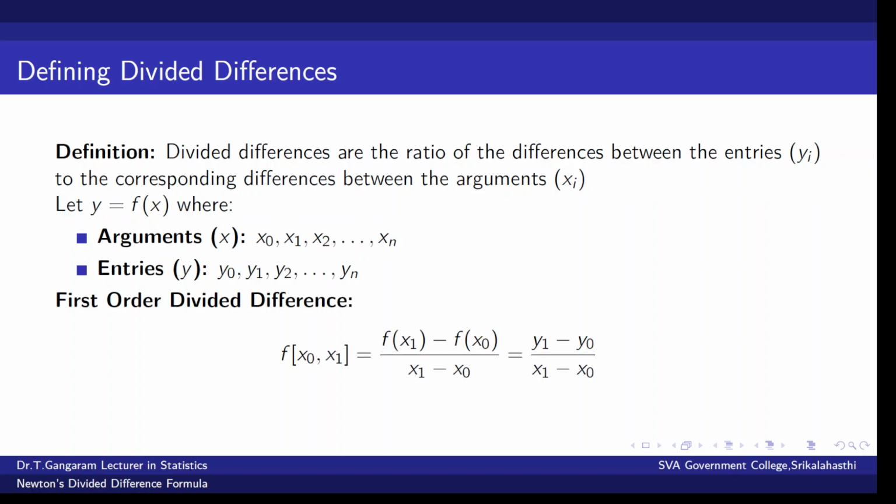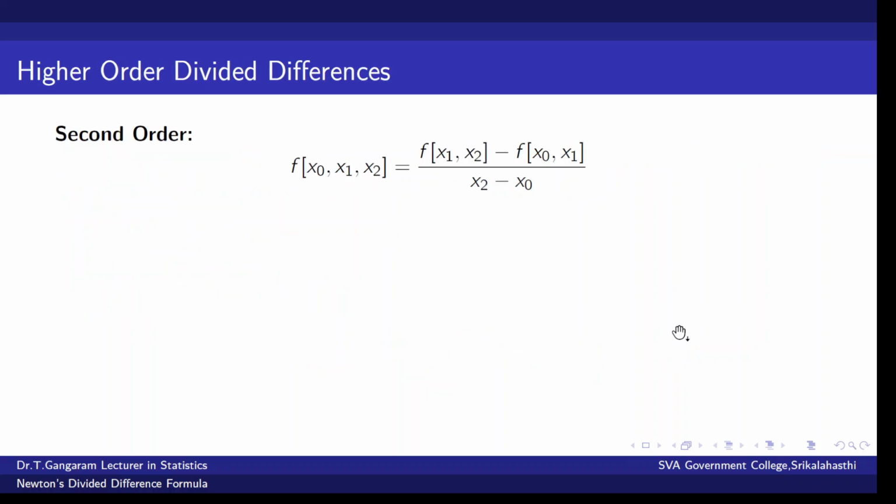The first order divided difference is given by f of x0, x1 in closed brackets. This is the divided difference of x0, x1, which is equal to f of x1 minus f of x0 divided by x1 minus x0. In terms of entries, y1 minus y0. In terms of arguments, x1 minus x0. This is the first order divided difference.